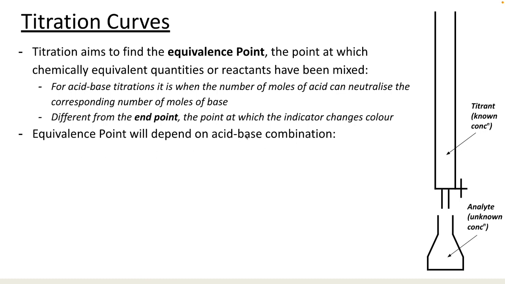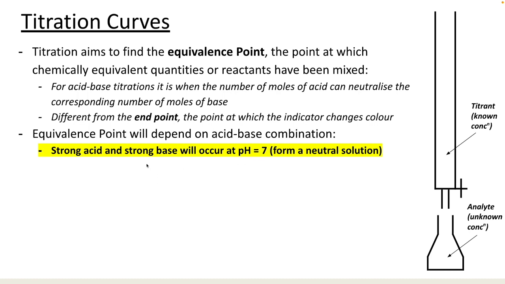Equivalence point will depend on our acid-base combination. So we're going to look at a few different combinations. We're going to look at strong acids and strong bases. The equivalence points there will occur at a pH of 7 to form a neutral solution.